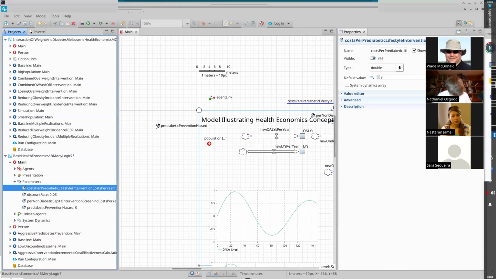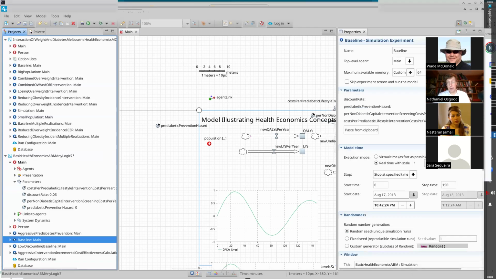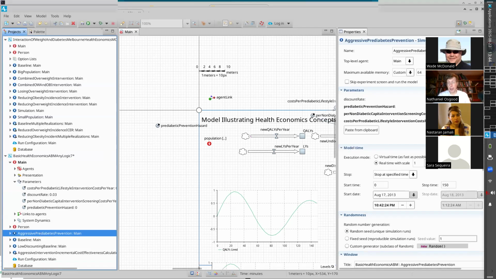And some of them involve interventions like this prediabetes prevention mechanism, and allow for scenarios that are not only baseline scenarios with default values for those parameters, but also interventions which posit a lower rate of developing prediabetes given some risk factors, but also exert costs for the intervention. We have some alternative scenarios.